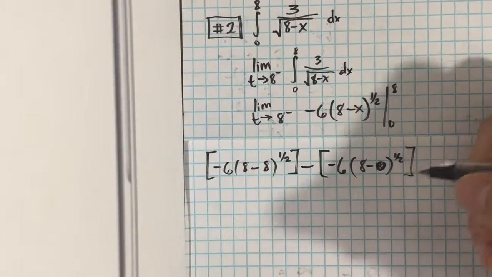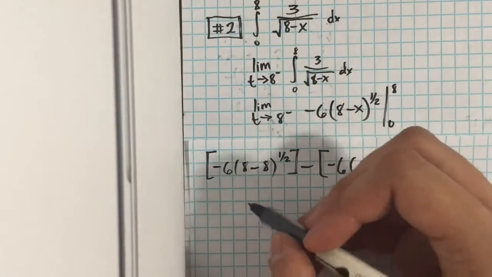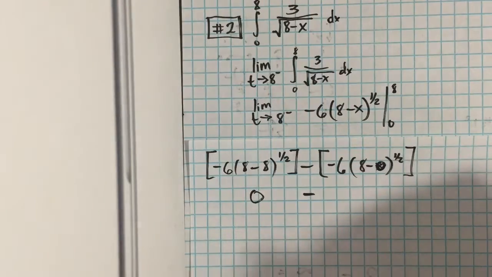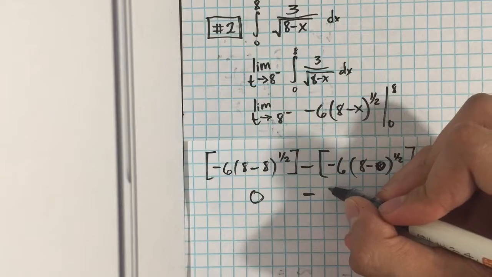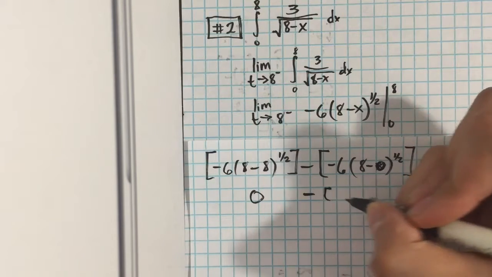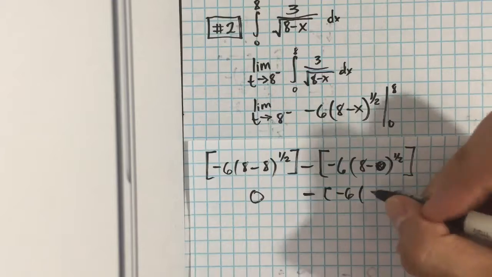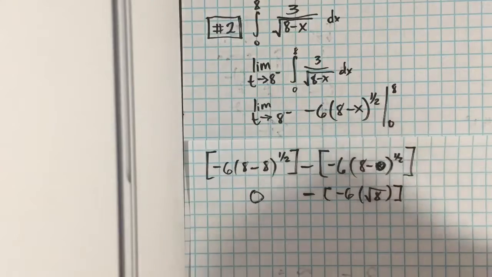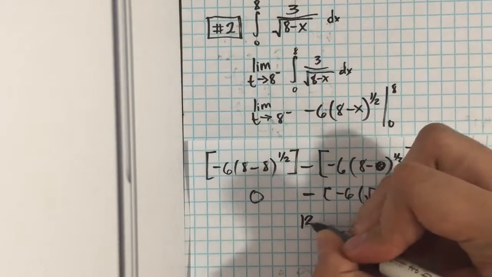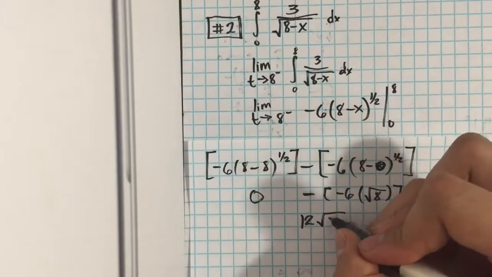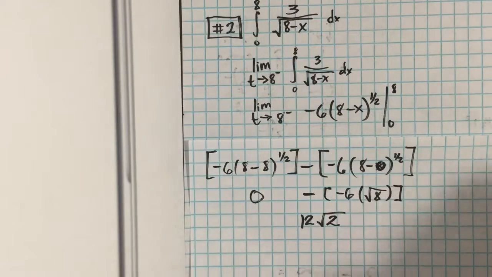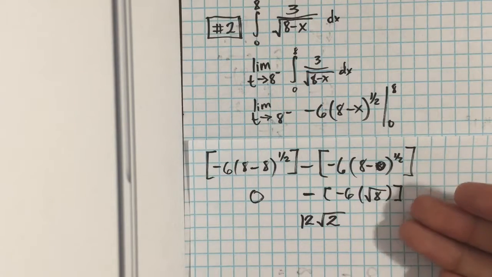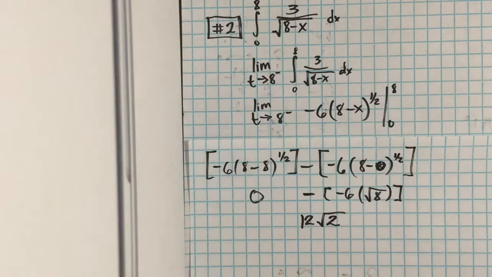and that will be 0 minus negative 6 times the square root of 8, which we can simplify to positive 12 times the square root of 2. Since we have a finite area, we have a convergent improper integral.